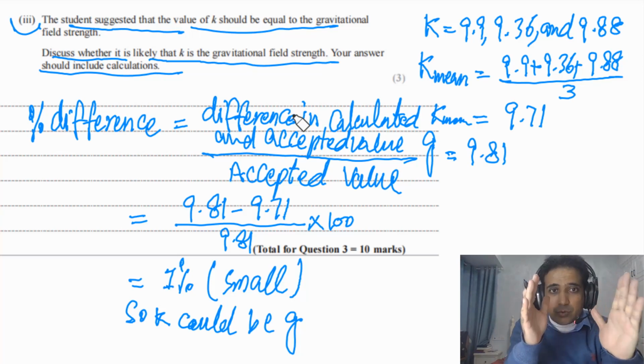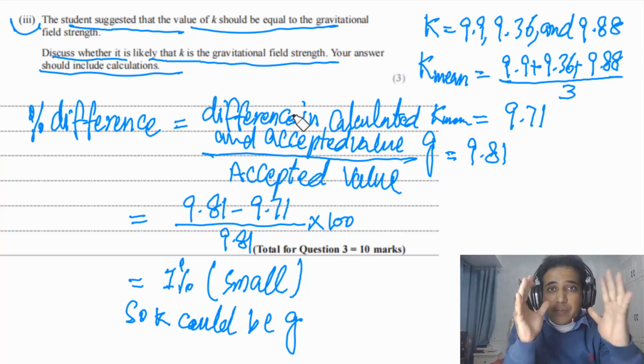Percentage difference: you have to find the difference between the calculated value and the accepted value of G. And as you are comparing with G, you have to divide by G, meaning the accepted value of G.